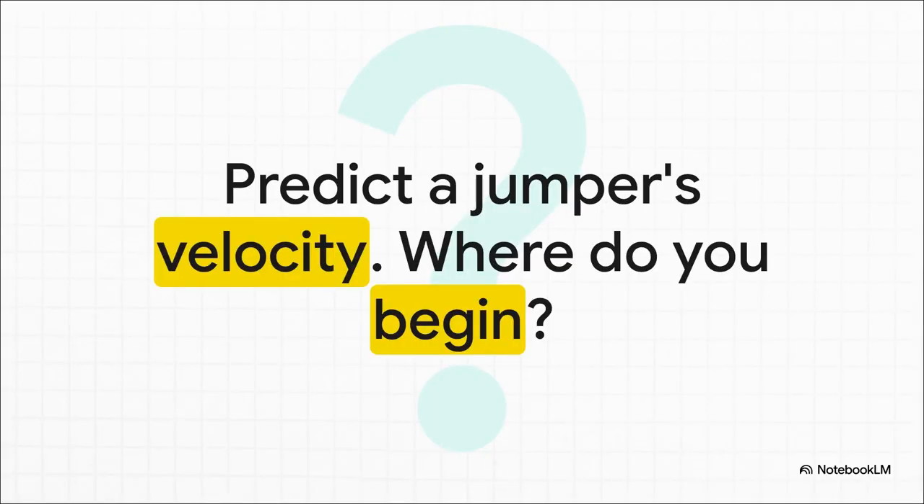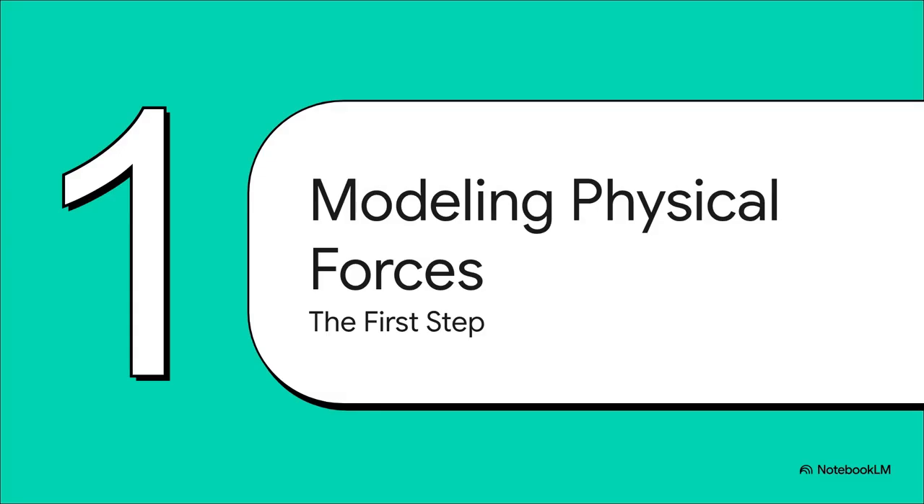Okay, so imagine this. It's your first day at a new engineering job. Your boss comes to you and says, "We need you to predict a bungee jumper's velocity to make sure everything's safe." So where do you even start? This is not just some problem in a textbook, right? This is the kind of real-world challenge engineers have to solve all the time, taking something that seems complex and messy and making it predictable. So how do we begin?